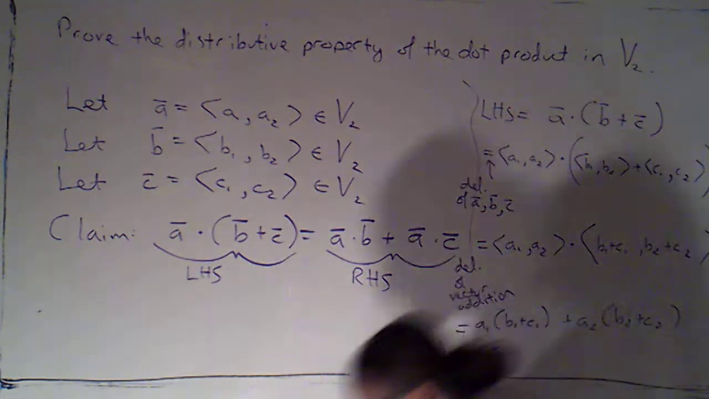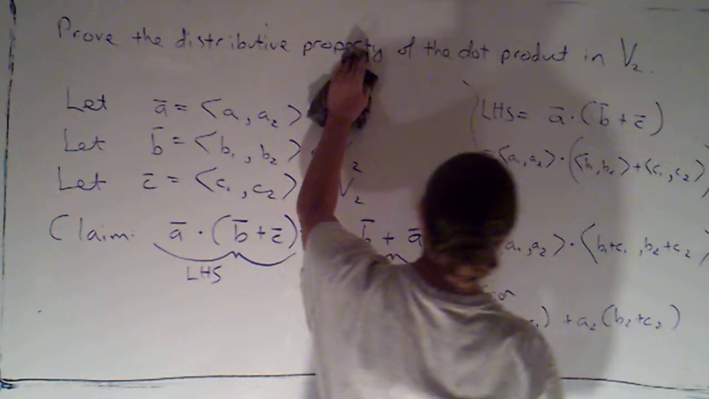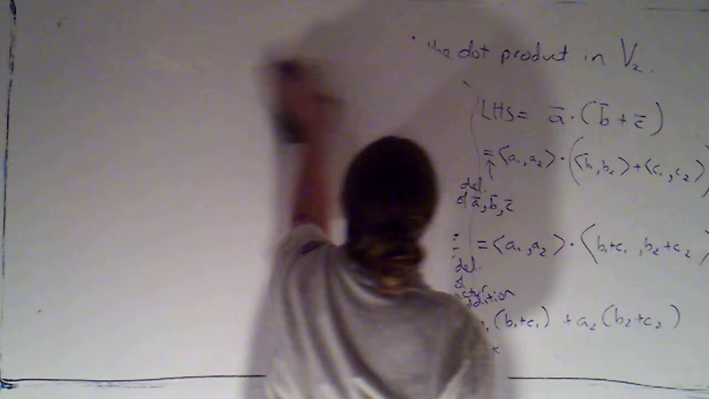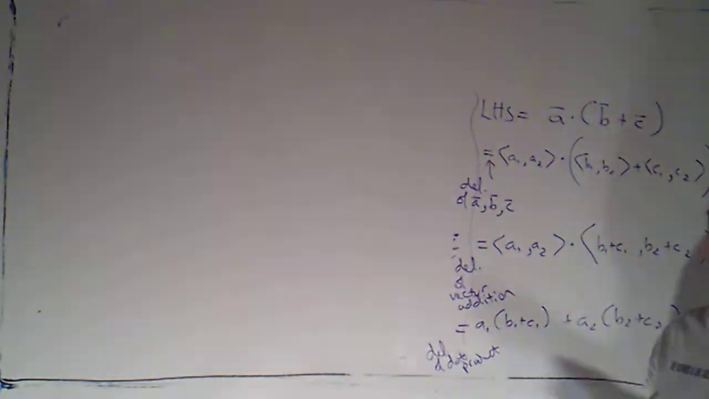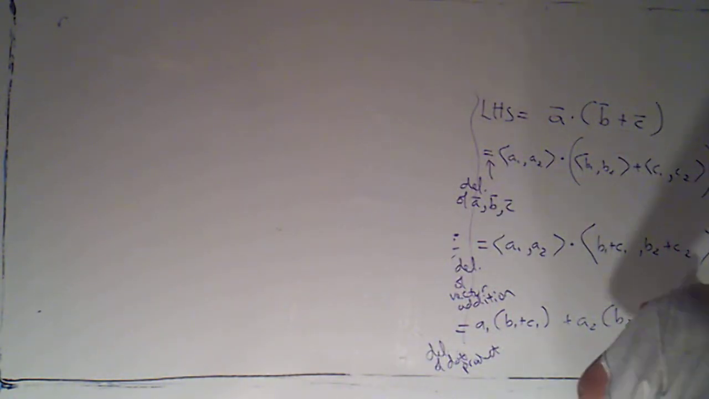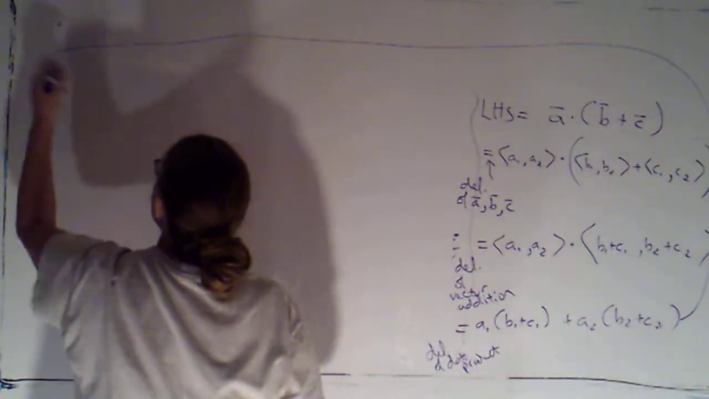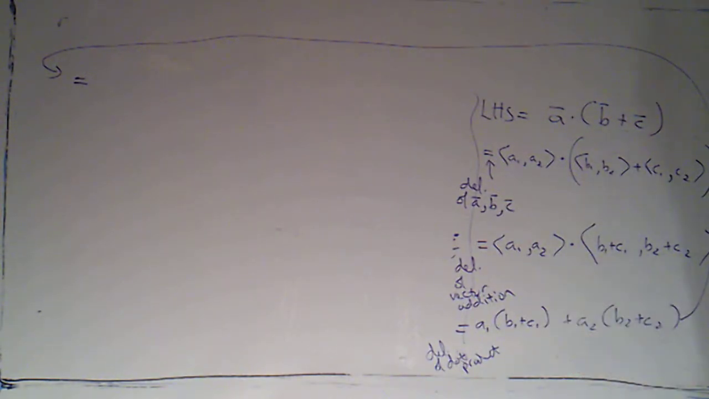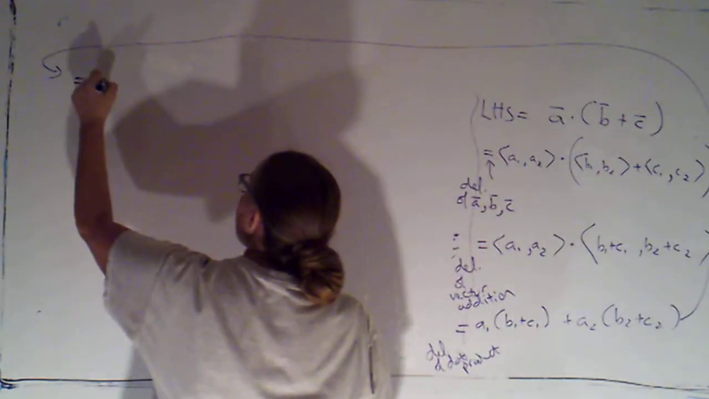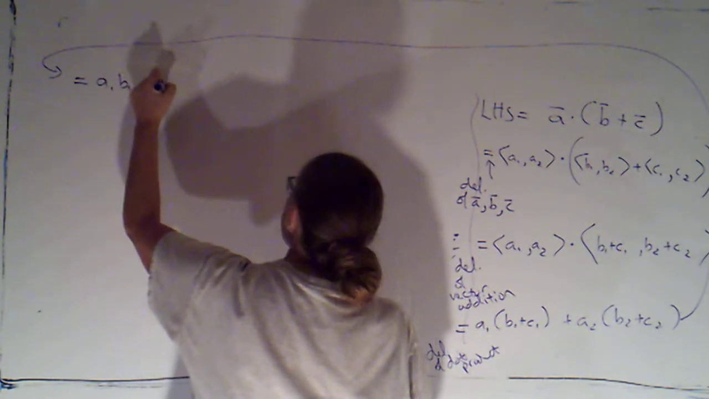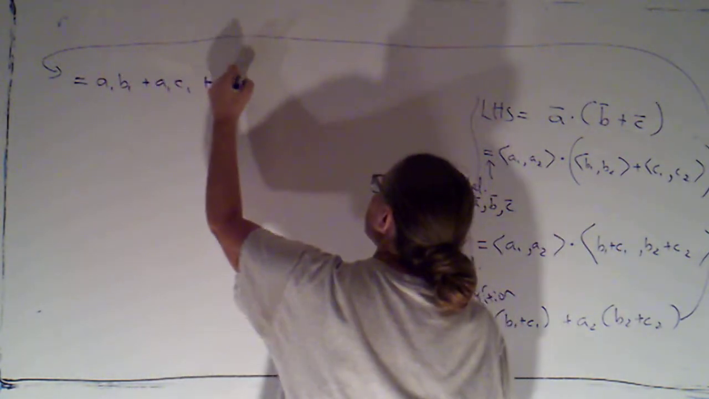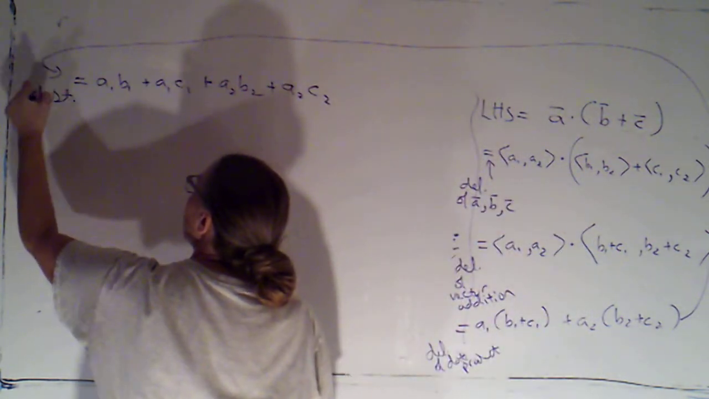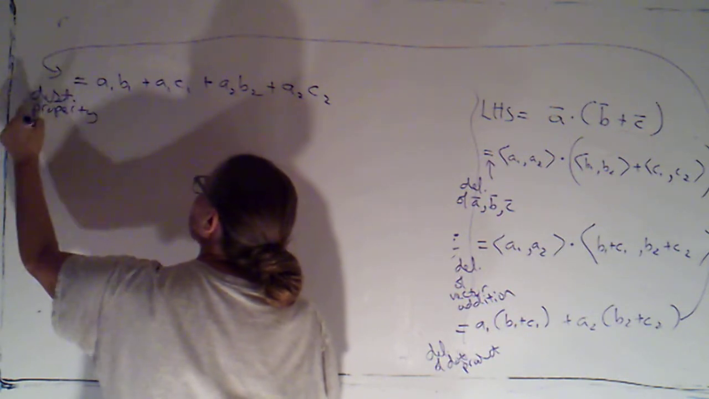And I think I'm going to take this one step further. The whiteboard's a little bit small, which is unfortunate. Okay, I'm going to just come up here and continue over here. At this point I'm just working with real numbers. I'm going to use the distributive property of real numbers. So I'm going to say that's A1B1 plus A1C1 plus A2B2 plus A2C2, and that's just the distributive property of real numbers.